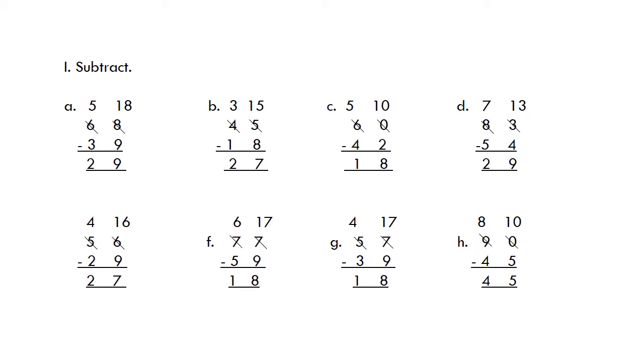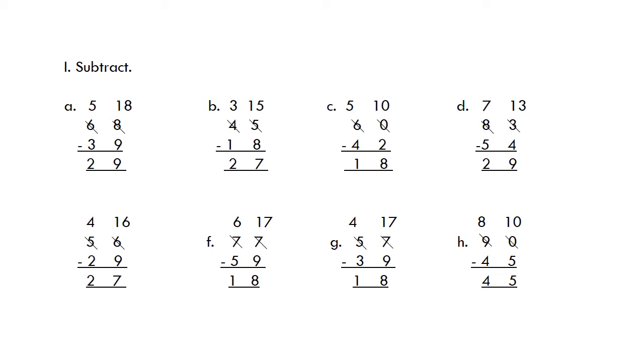Now next part G. 57 minus 39. Children, you cannot subtract 9 from 7. So you will borrow from tens. You will borrow 1 from tens. In tens 5 becomes 4 and in ones 7 becomes 17.